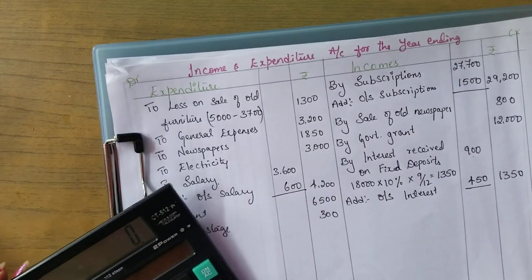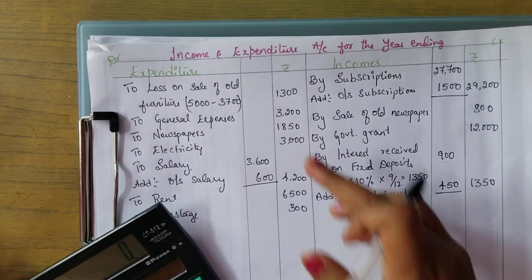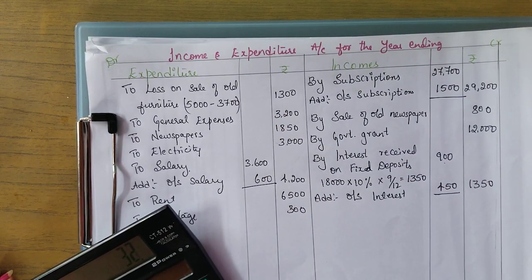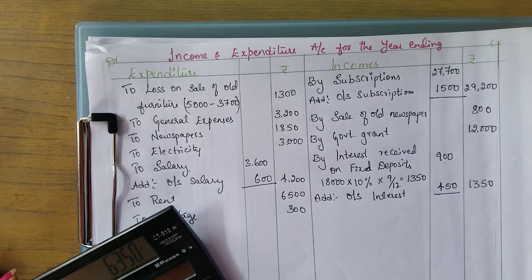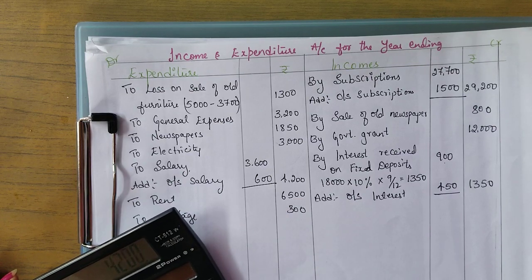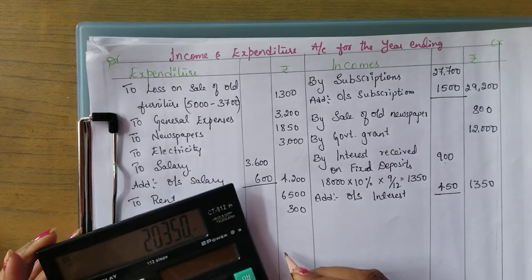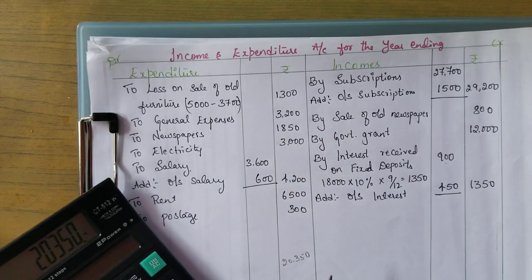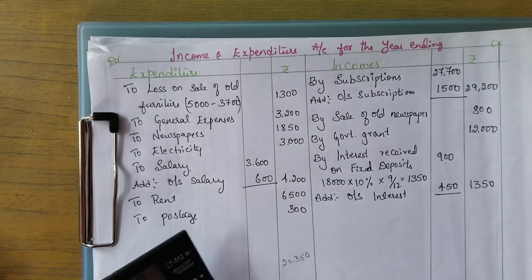Let me calculate. 1,300 plus 3,200 plus 1,850 plus 3,000 plus 4,200 plus 6,500 plus 300. So we are getting 20,350. All the total of expenditure, total expenditure.